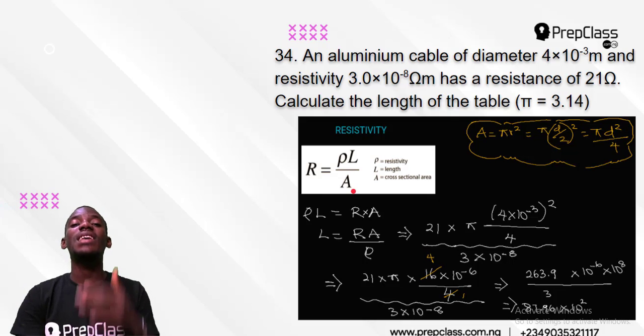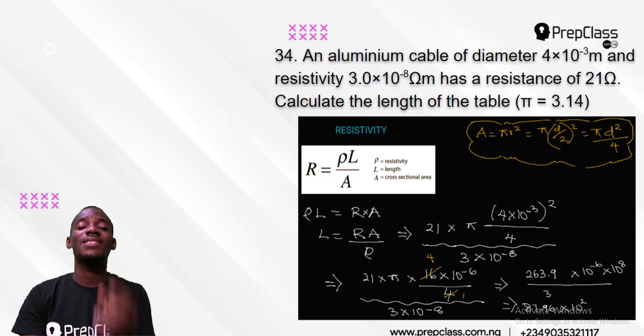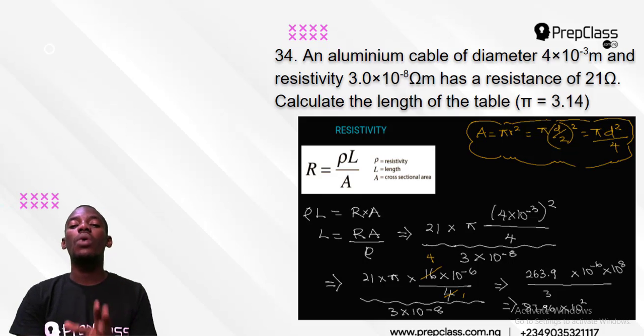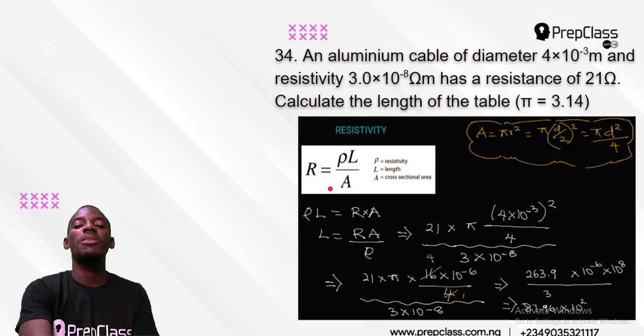Resistance is inversely proportional to area, right? And it is directly proportional to resistivity and length. Now you are told in the question to find the length, so make the length the subject of formula. So now I'm going to invert by cross multiplying this formula. That will become resistivity, that's my P, times length equals R times A.